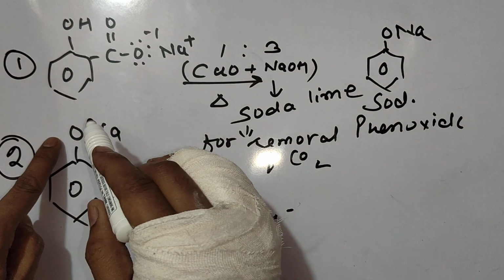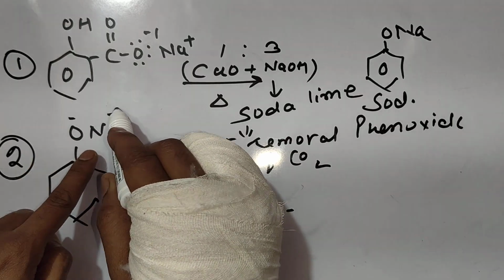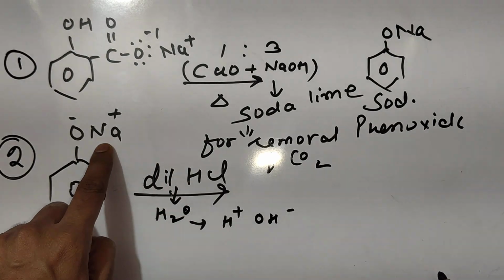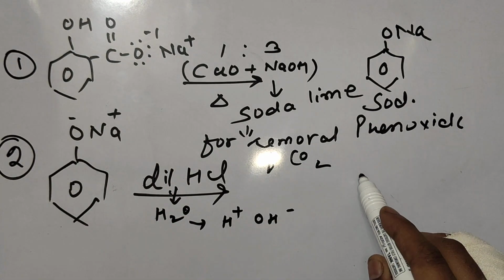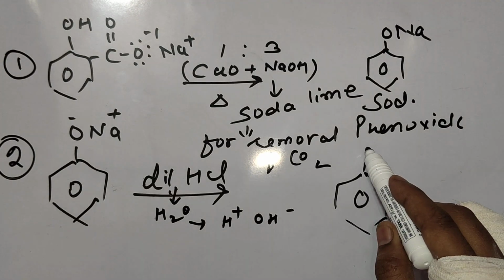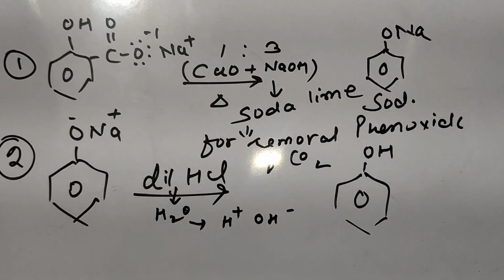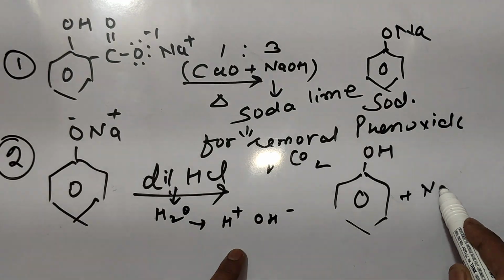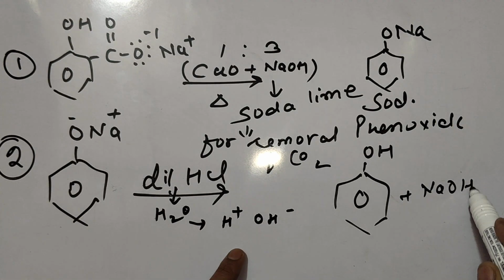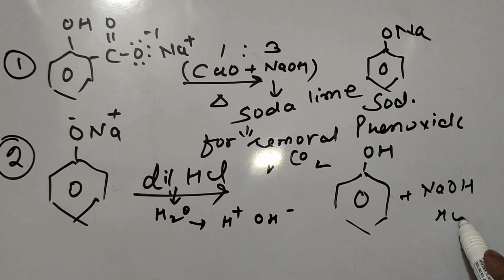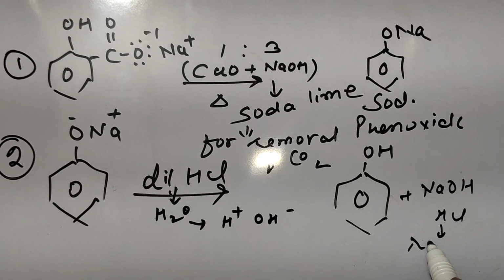Here you just need to take care of charges. It is negative, it is positive. Now just connect positive with negative and negative with positive. So phenol will be generated like this, OH, and the side product will be NaOH, which will be neutralized by the acid. So NaCl and H2O will be generated.